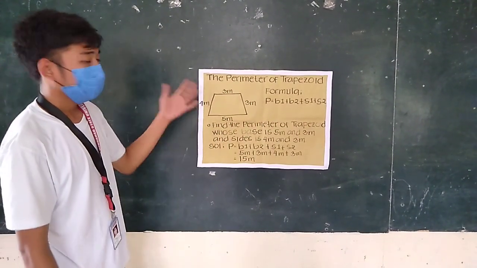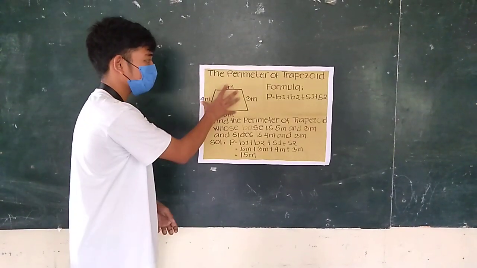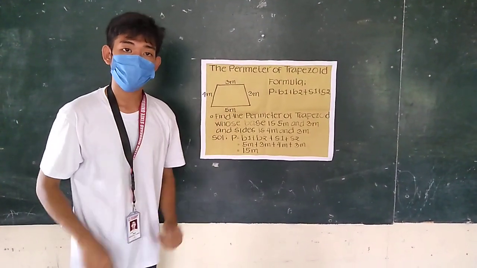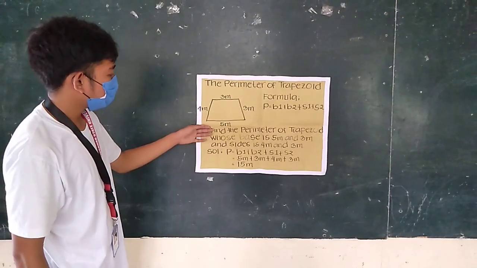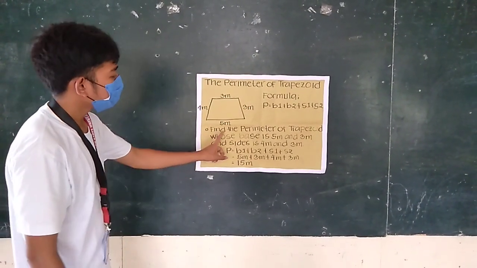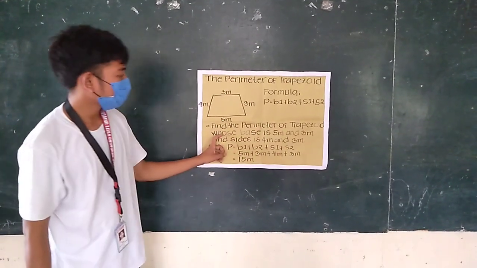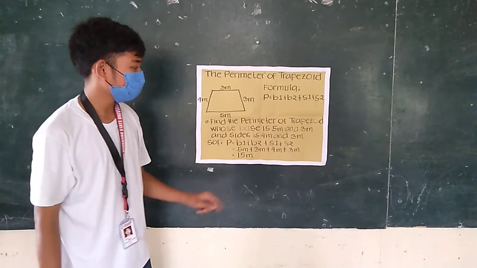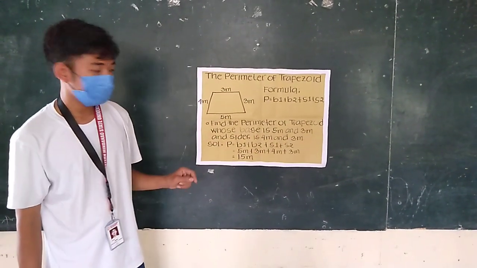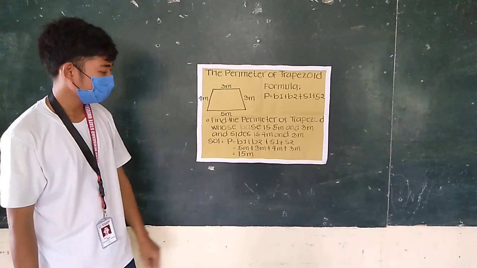Now, imagine that this trapezoid is the base of a flagpole. This is the problem: find the perimeter of the trapezoid, or the base of the flagpole, that has bases of 5 meters and 3 meters, and sides of 4 meters and 3 meters.